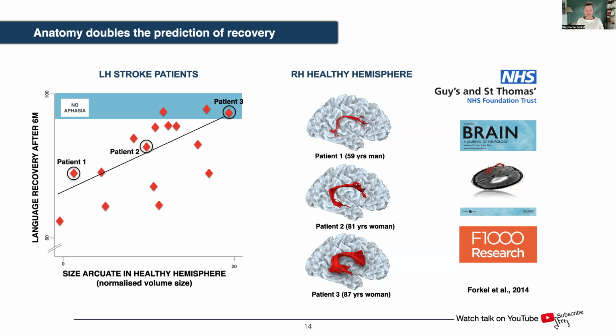Now, what is interesting about the study is that when we looked at the clinical and the demographic predictors of recovery, we could explain about 30 to 40% of the recovery variance. By adding in the structural variability of the arcuate, we could boost that predictive power to nearly 60%.